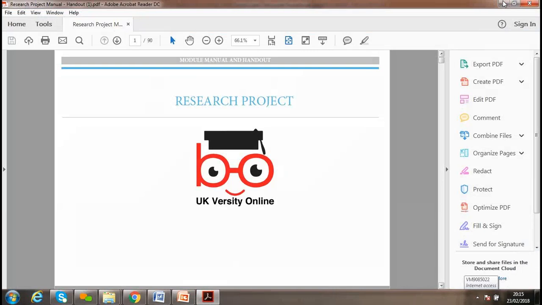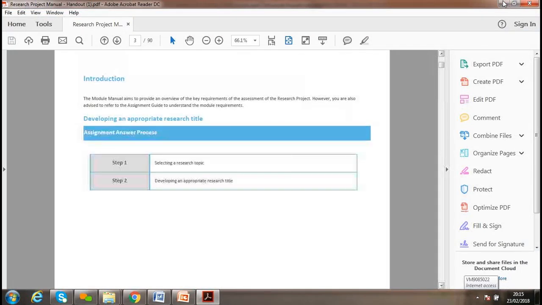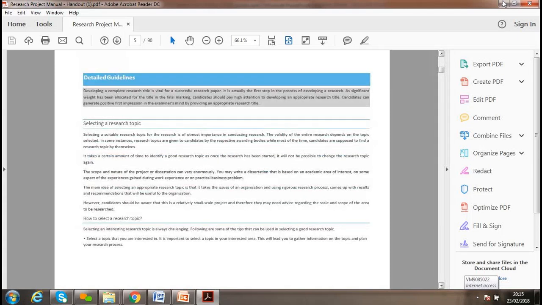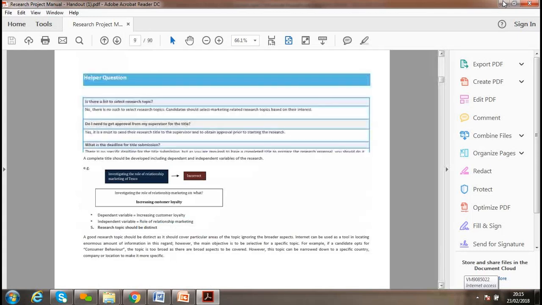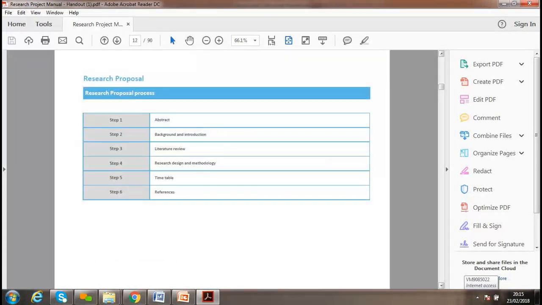Yes, Umar, this is the booklet. It is all about guidance: selecting the research topic and developing an appropriate research title. It's good to read, and there are a lot of examples there.